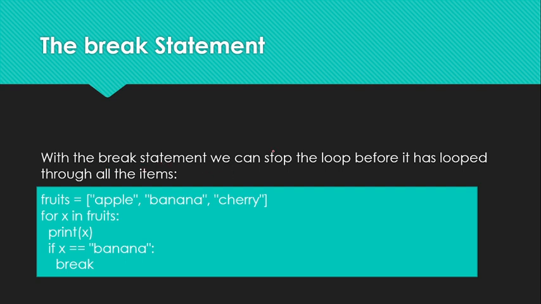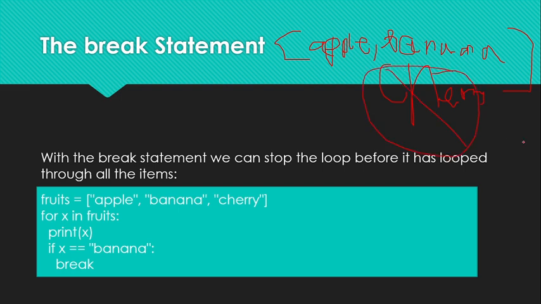With the break statement, we can stop the loop before it has looped through all the items. Fruits is equal to apple, banana, cherry. For x in fruits, print x. If x is double equal sign to banana, then break. Which means it prints apple, then banana, and then cherry won't appear.